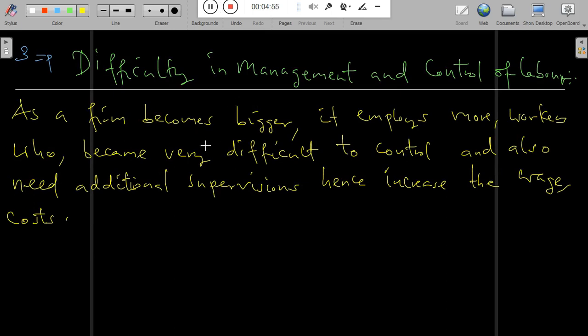but also difficulty in management and control of labor. As a firm expands the scale of production, it becomes bigger. So the firm becomes bigger, so it employs more workers who become very difficult to control and also need additional supervision, hence increase the wage cost.